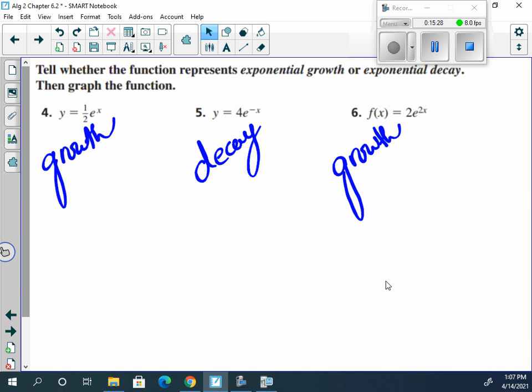Any questions on anything we've covered so far? Simplifying e or growth and decay, and kind of figuring out which functions we're working with. So good with this here?